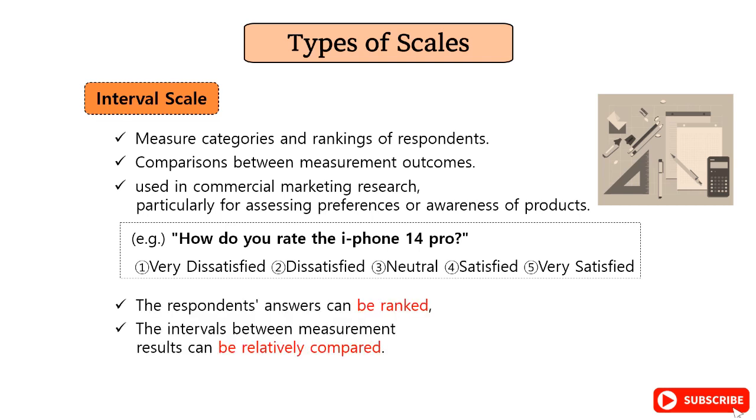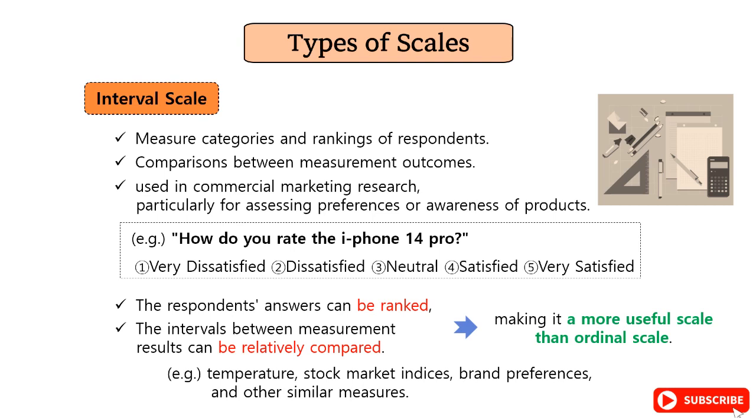The respondents' answers can be ranked, and the intervals between measurement results can be compared, making it a more useful scale than ordinal scale. Interval scale allows for relative comparisons, such as temperature, stock market indices, brand preferences, and other similar measures.